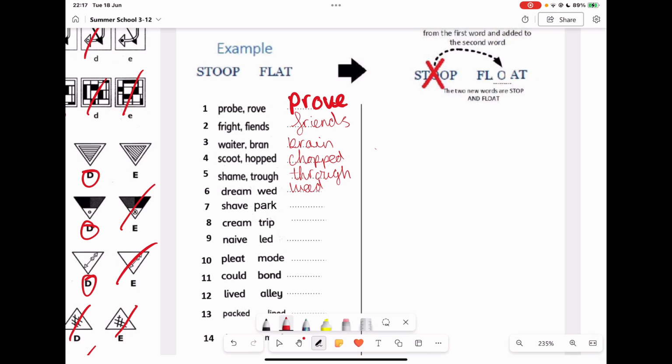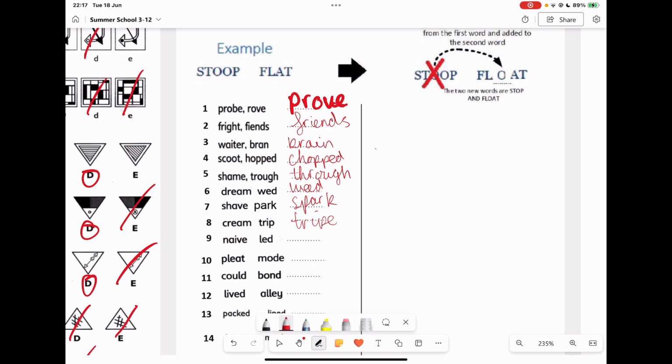Then for 7, we have shave and park. So shave and park, we are going to have spark. Then cream and trip. Cream and trip, we are going to have cram and tripe. So tripe will be the answer.